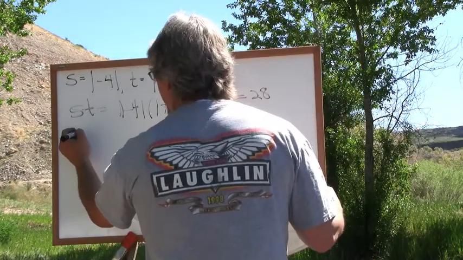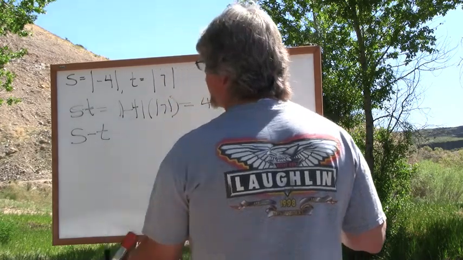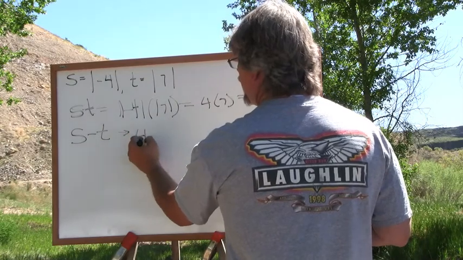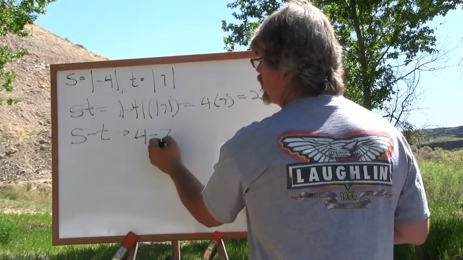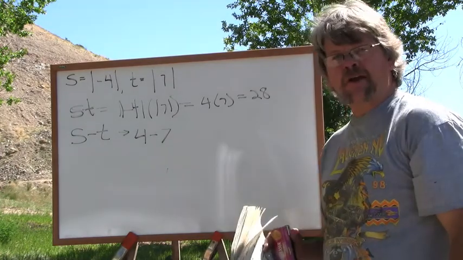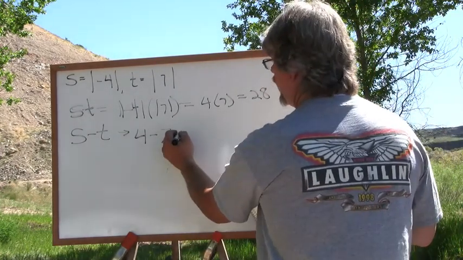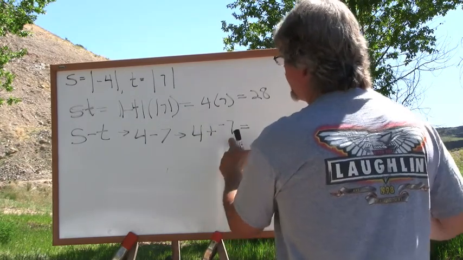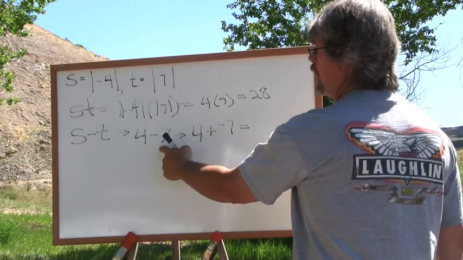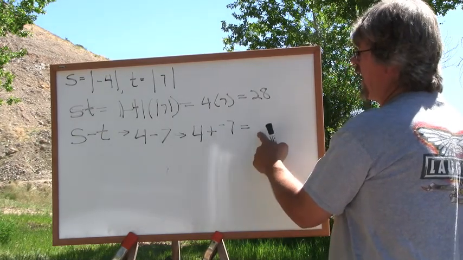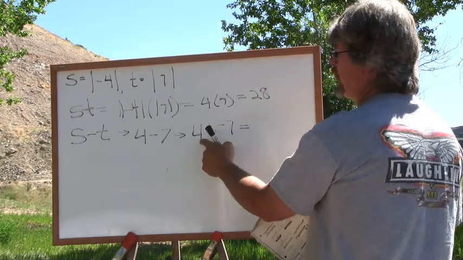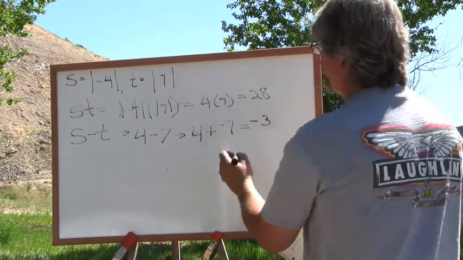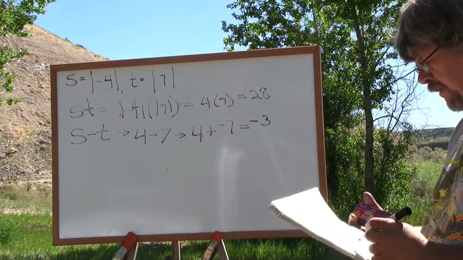What if we're given S minus T? The absolute value of -4 is 4, minus the absolute value of 7, which is just 7. A subtraction we can turn into an addition. This becomes 4 plus -7. 7 is the larger value than 4. It has a negative, so the answer is going to have a negative. The difference between 7 and 4 is 3, so that's going to be a -3. You see how that works? Very easy.